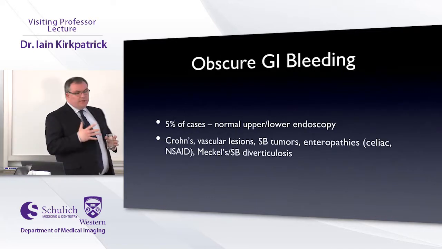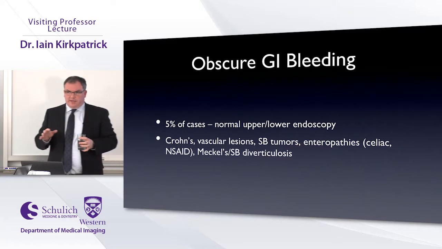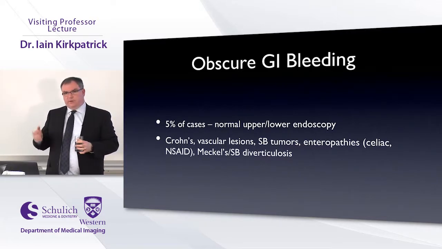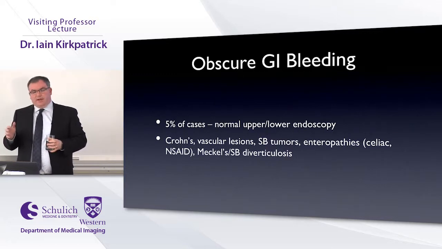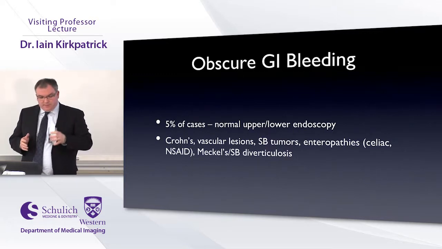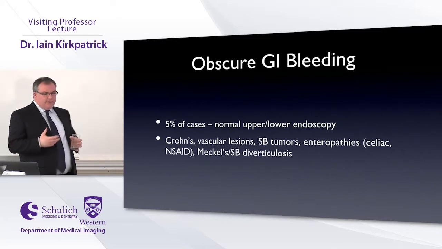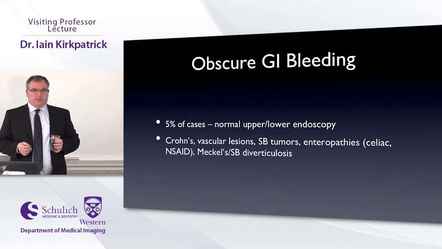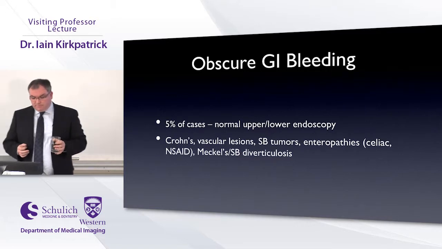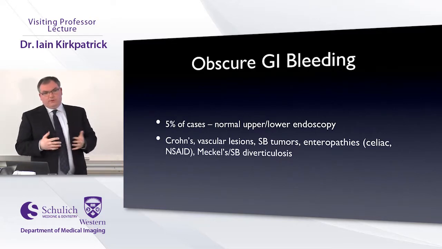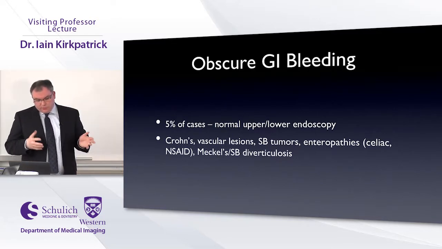So obscure GI bleeding is those 5% of cases that have proven GI bleeding. You've either seen it or the fecal occult blood is positive, but they've had normal upper and lower endoscopy. And some of the causes might be previously undiagnosed Crohn's disease, vascular lesions, small bowel tumors, enteropathies, not common, but sometimes, especially NSAID, and then Meckel's or small bowel diverticulosis. So that's what we're looking for.